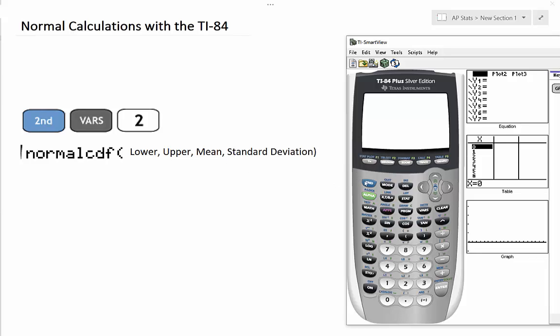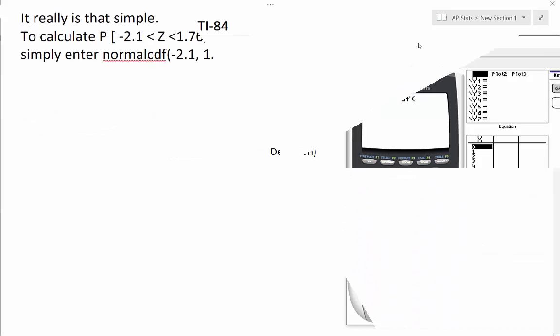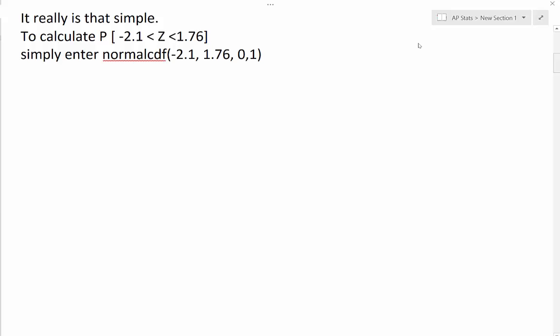Second vars selects the distribution menu, and then from there you want the normal CDF, normal cumulative density function, and then the syntax is the lower bound, the upper bound, the mean and the standard deviation. It really is that simple.